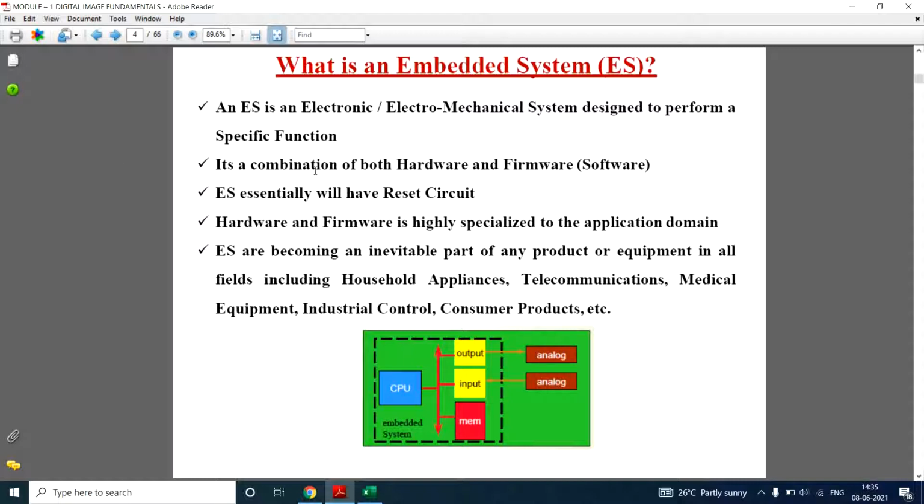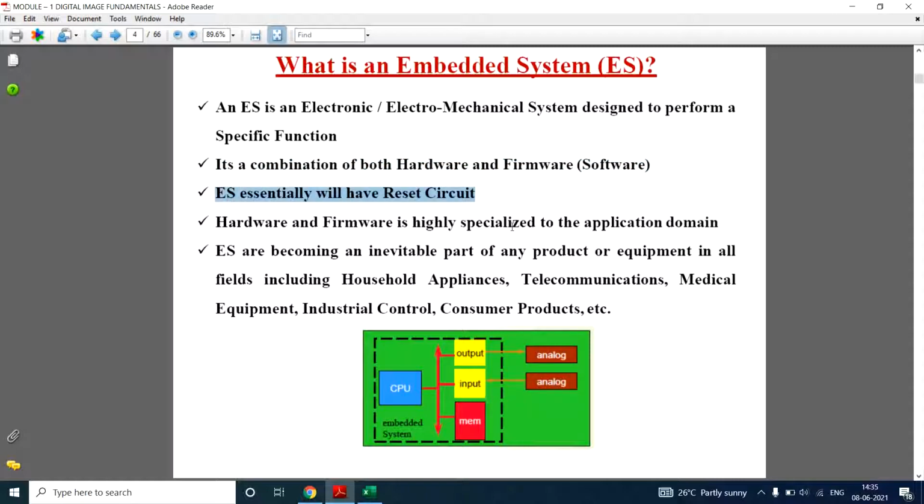Then what does embedded system exactly mean? It's nothing but a combination of both hardware and firmware, hardware and software. So both together form an embedded system. So an embedded system essentially must have a reset circuit.